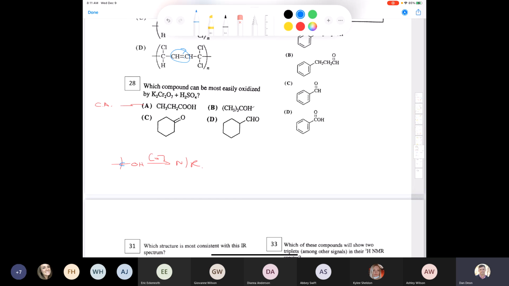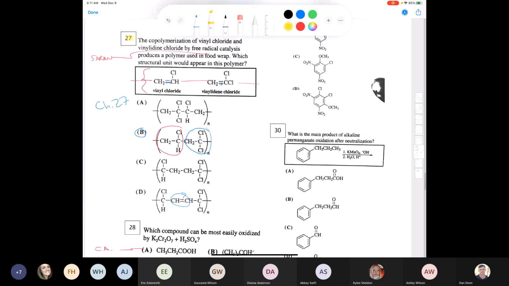Also, a ketone is not going to be oxidized, whereas an aldehyde will be. This is an aldehyde, and you have to know the condensed structure of an aldehyde, right? If you had CH2OH, that's an alcohol. But when you have CHO, that's the condensed structure of an aldehyde. So if we try to oxidize this, it can be oxidized to a carboxylic acid. So you'd get cyclohexane carboxylic acid like that. So the answer is D. You can oxidize an aldehyde.